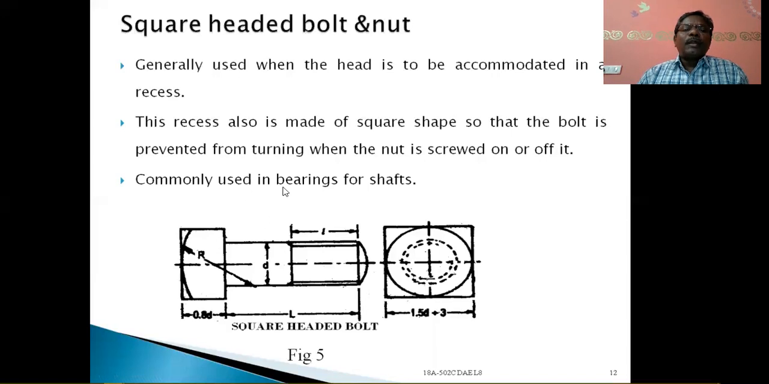These are commonly used in bearings for shafts. Generally we can see these types of bolts in a plumber block, that is a pedestal bearing, where we use these types of square headed bolts. In such cases we are going to use these types of bolts.